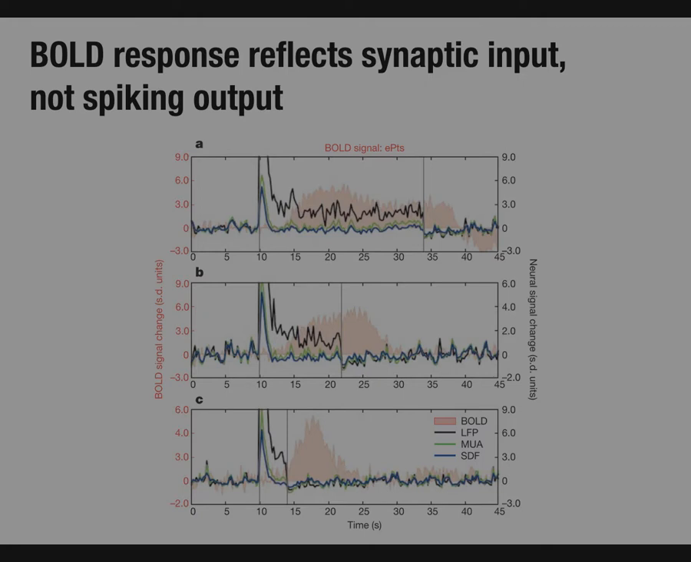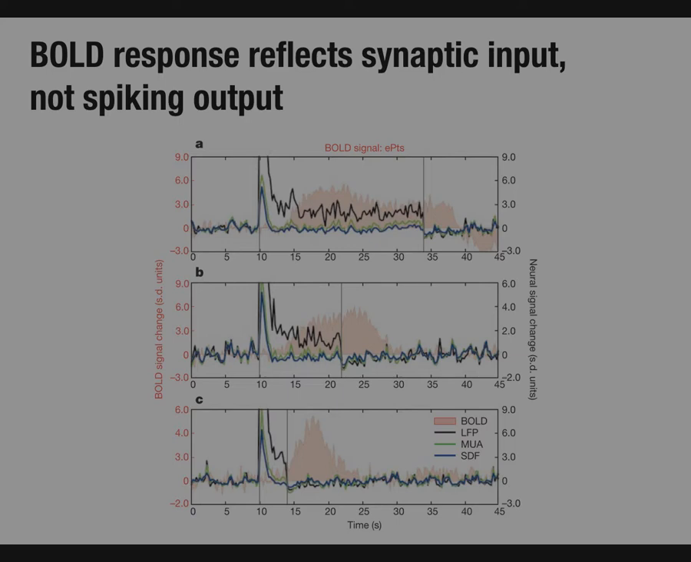The BOLD signal you can see is delayed relative to the onset of the stimulus. You can see that the multi-unit activity, the spiking, goes up right away, that green peak, and then the local field potentials go up as well. They're sustained a little longer than the spiking, and then they gradually go back down. So again, it emphasizes that the BOLD response is slow compared to the neuronal activity, which we already expected.